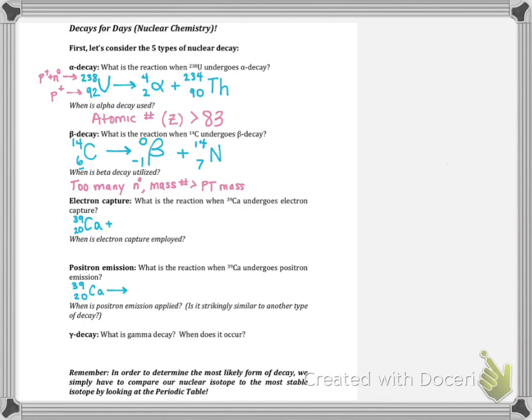So our third type of decay is electron capture. And it's just like what you expect. So we have calcium-39. I know it has 20 protons from the periodic table. And I'm going to have it capture a massless electron.